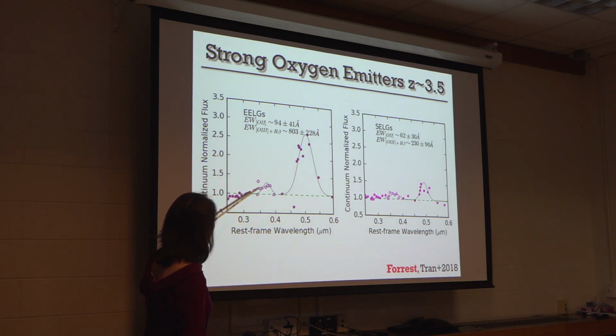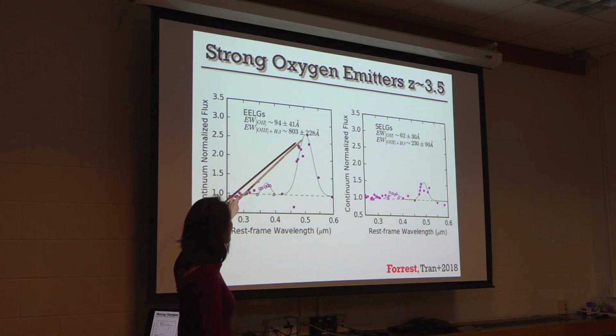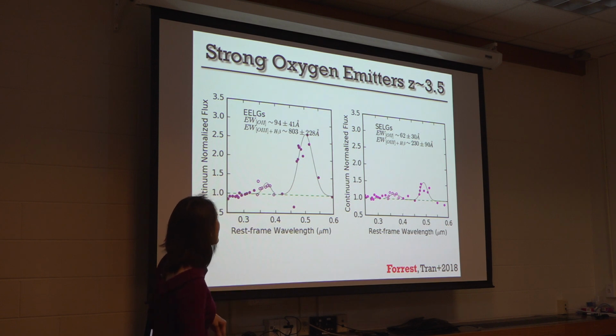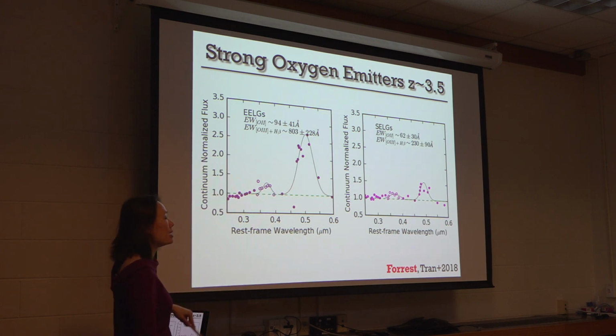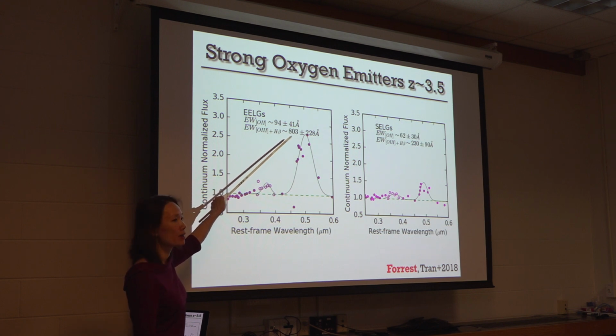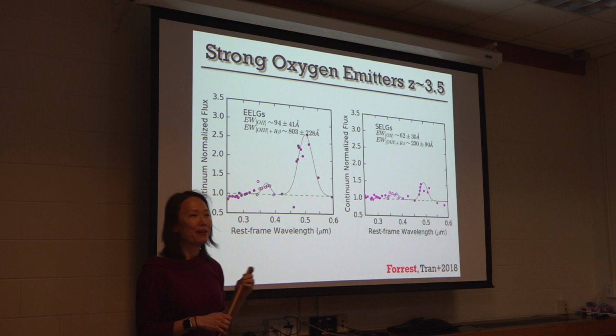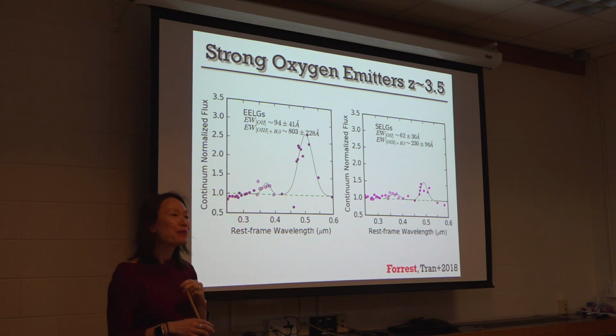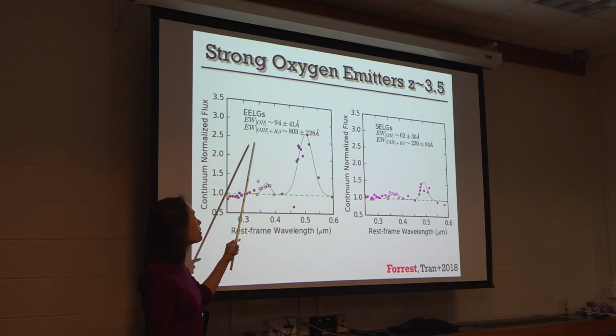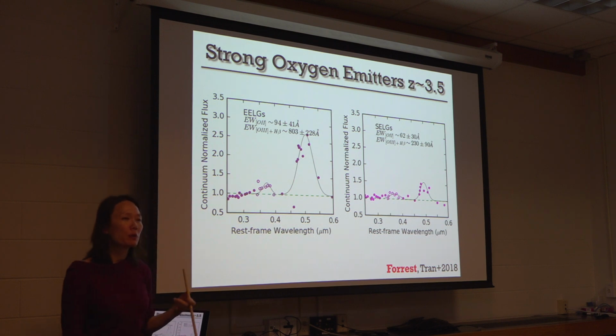Here you have that 3727, so that's oxygen, and here's more oxygen. And so these are two composites. These are what we call the extreme emission line galaxies, simply because they have very strong emission, this is rest frame, by the way. Oh, I always have another good question. Sorry, just random things. Anyone want to guess what the O3 emission equivalent width for the Milky Way is?